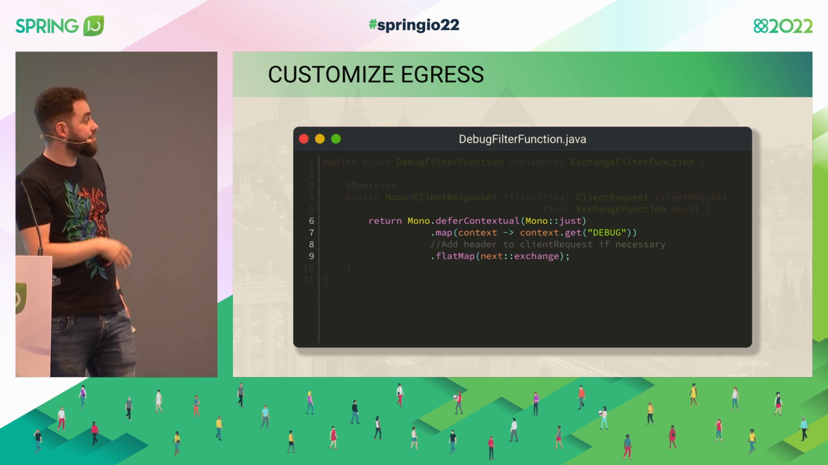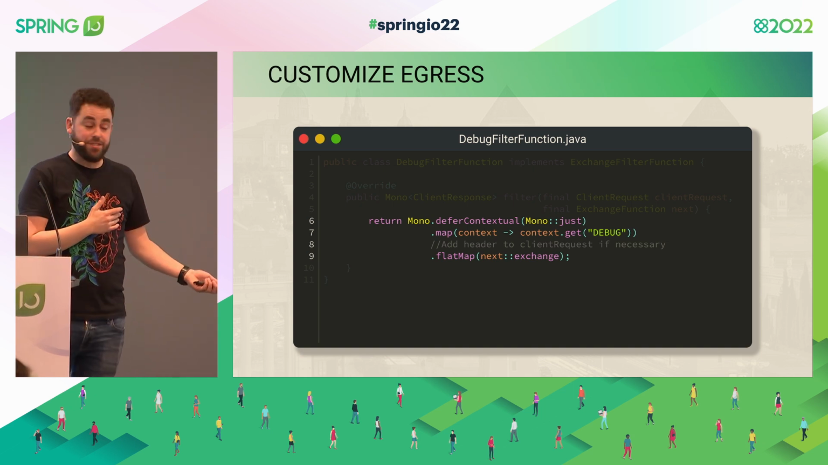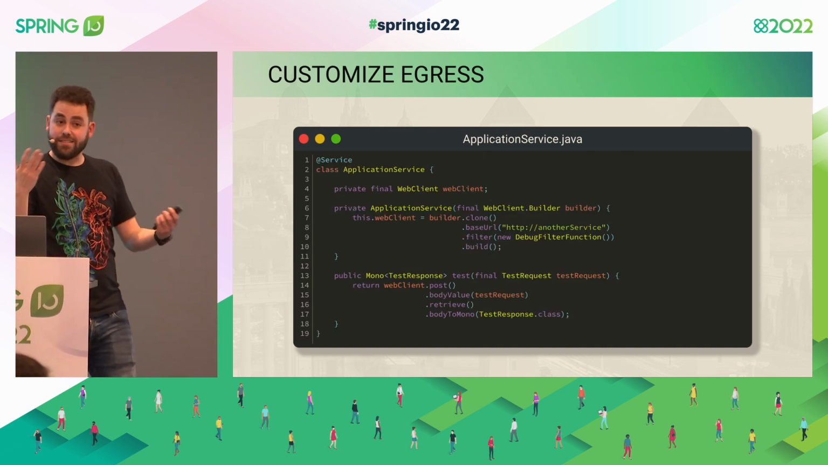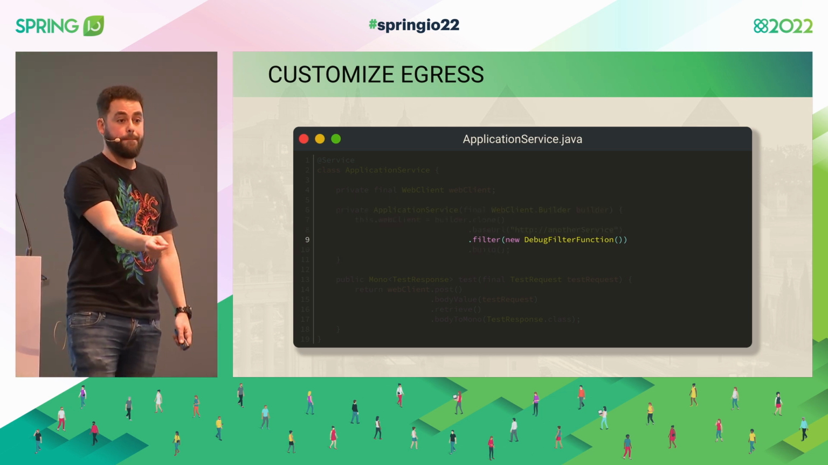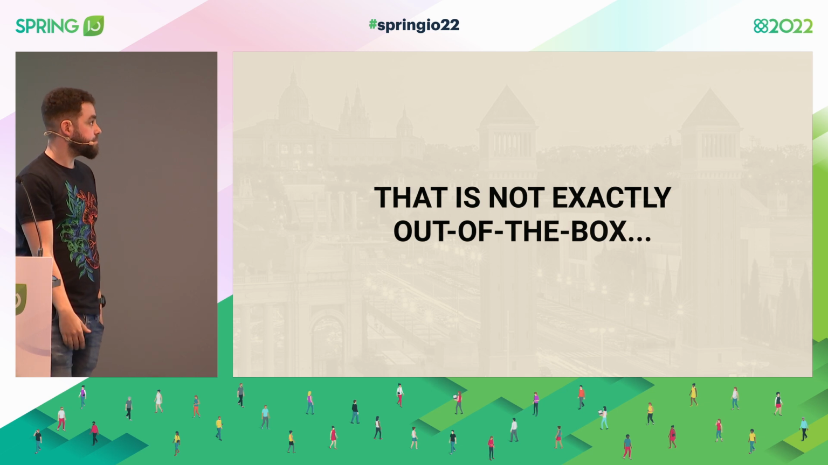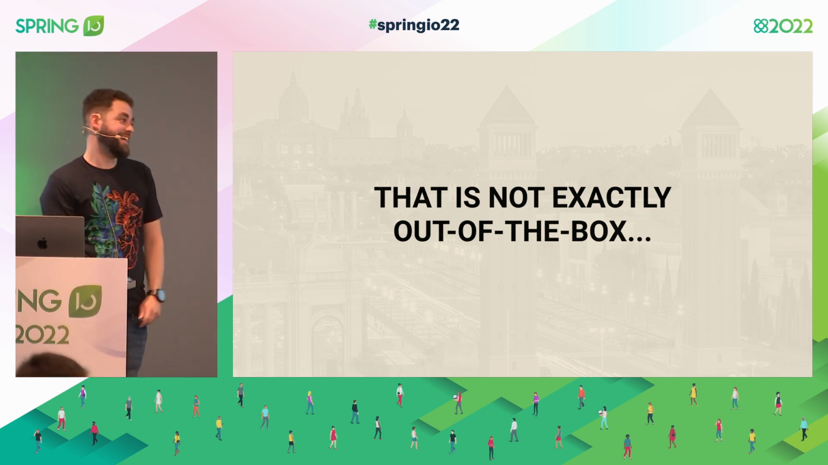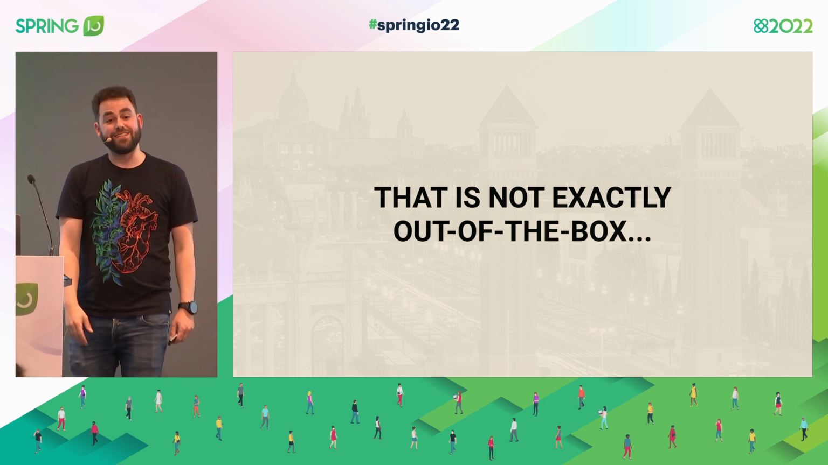And then, yeah, we can continue again. So we could do exactly the same as with Servlet. And in order to add it, again, exact same thing. We just build our web client, and we have to add the filters manually. OK, not bad. But this is not out of the box. And yeah, so we have to do this a bit better.